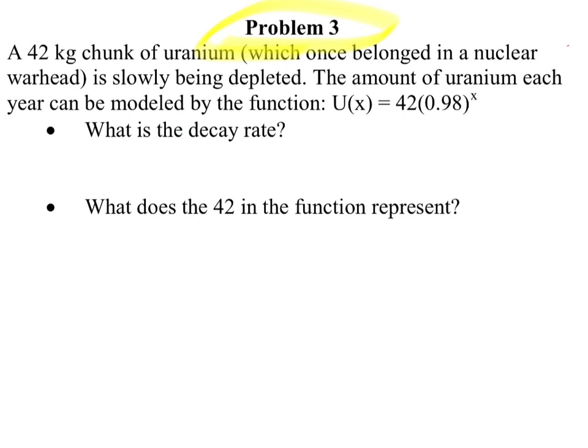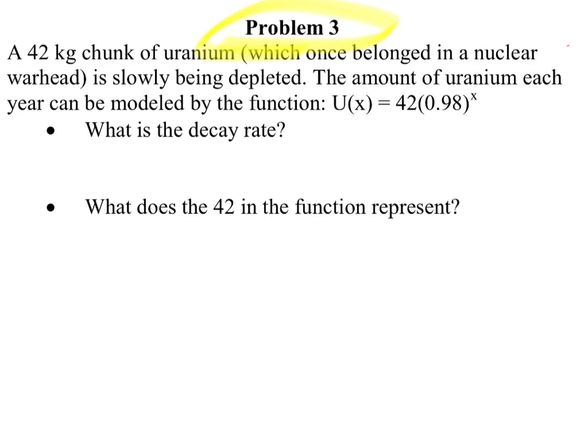Let's go to problem 3. You've got a 42 kilogram chunk of uranium, which is slowly being depleted. The amount of uranium each year can be modeled by the equation here. And this might just say U equals on your paper, or just Y equals. Both good. We're going to learn later kind of what this notation means. Anyway, first question here is, what is the decay rate? We just went over that. You need to figure out how this is different from 1 and convert that to a percent. So pause the video, go ahead and do that and figure it out.